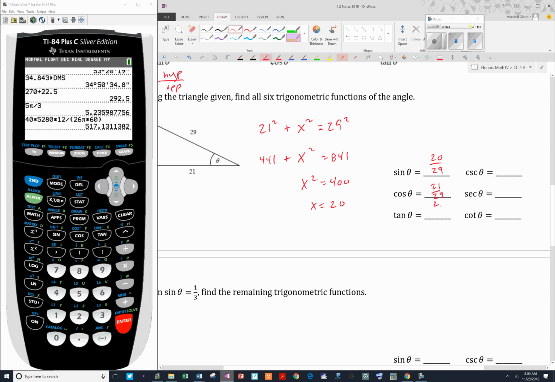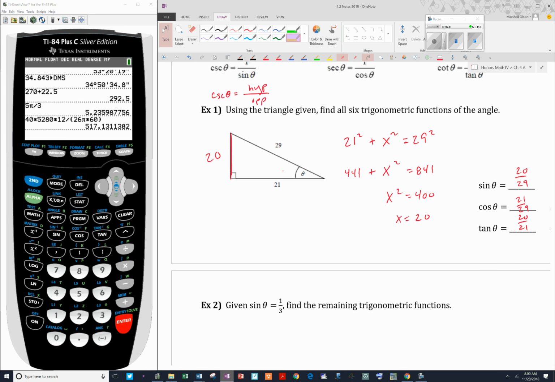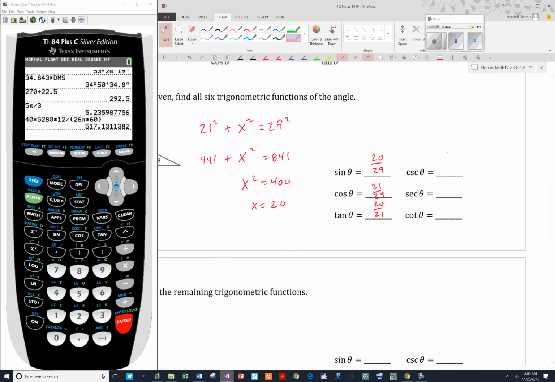All right, now we've got to go numerator over numerator, 20 over 21, or you can go back to your picture and go opposite over adjacent. Now we're just flipping all these.